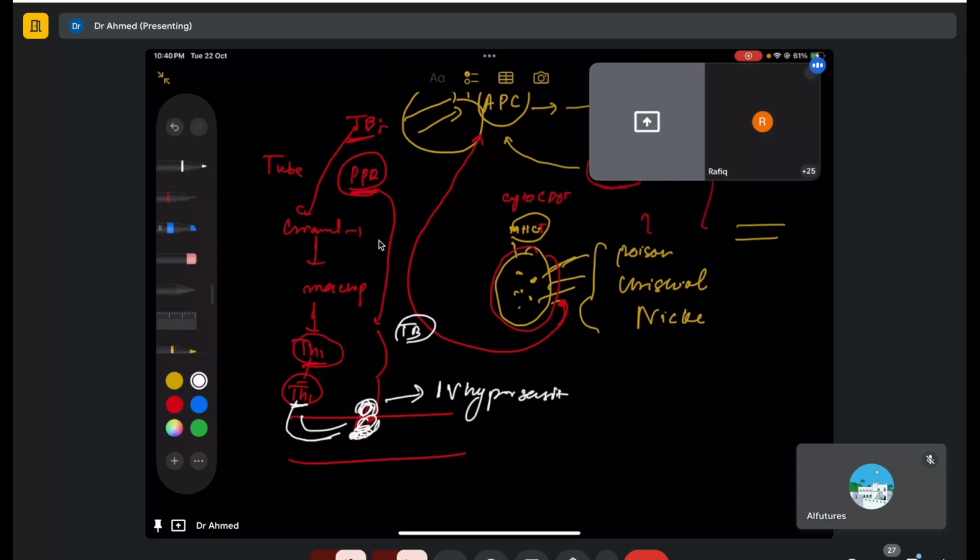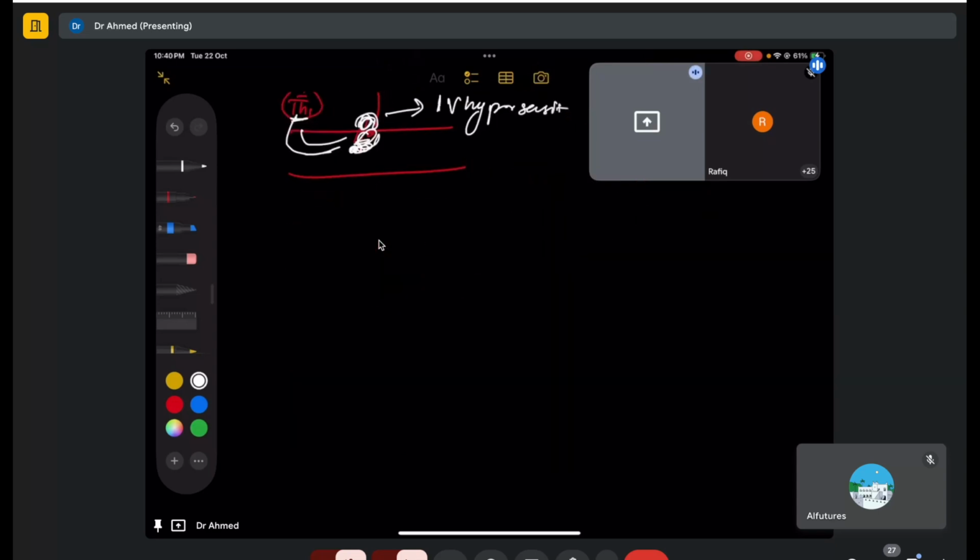Okay, so this was all about type 4 hypersensitivity. Now let's discuss transplant rejection. I'll be really quick with that. Okay, transplant rejections.